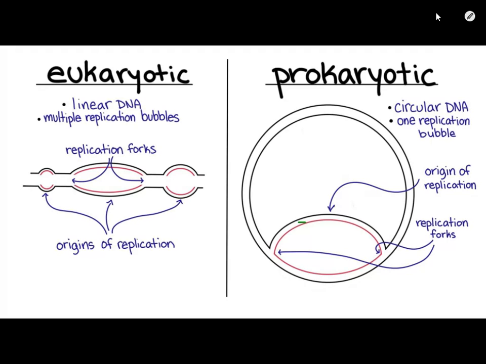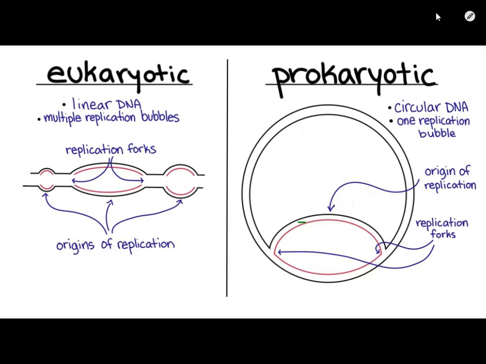So the way we replicate DNA looks different in prokaryotic cells and eukaryotic cells. In prokaryotic cells, it's just one circle, so we're only going to have one point where we start. Helicase is going to pick a spot and go in different directions from that one place.